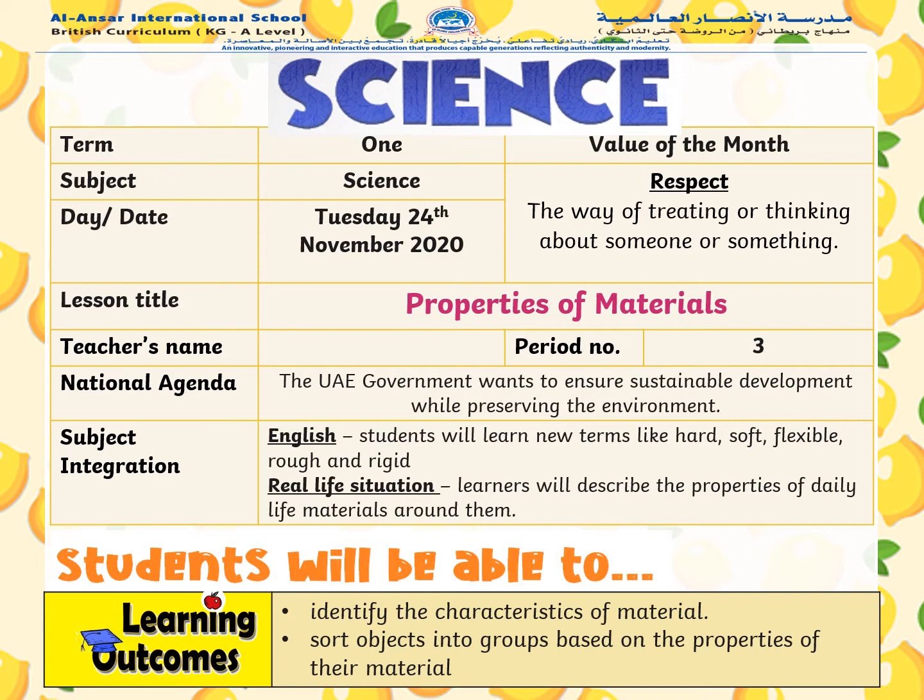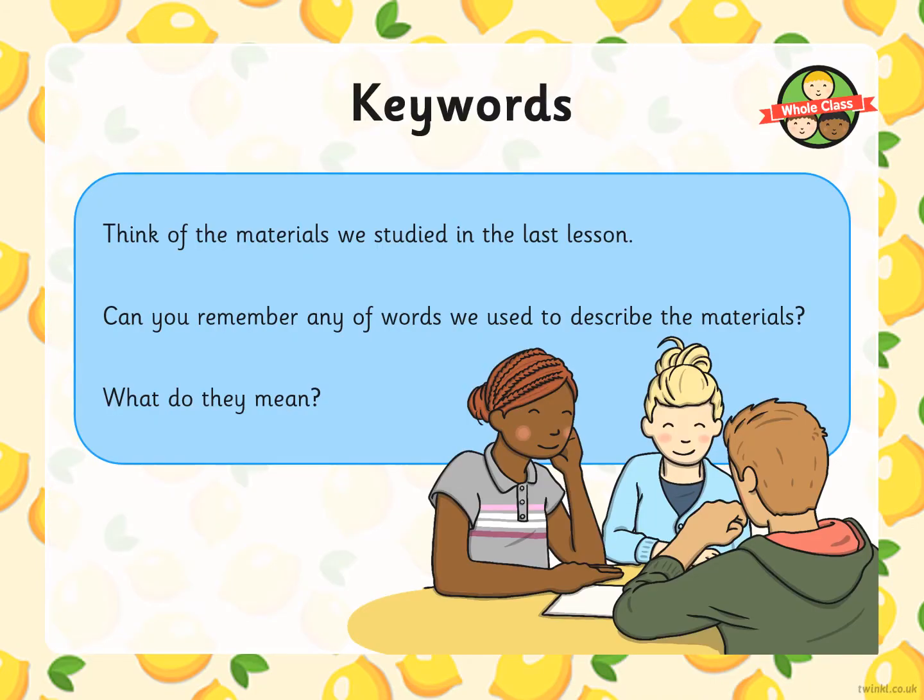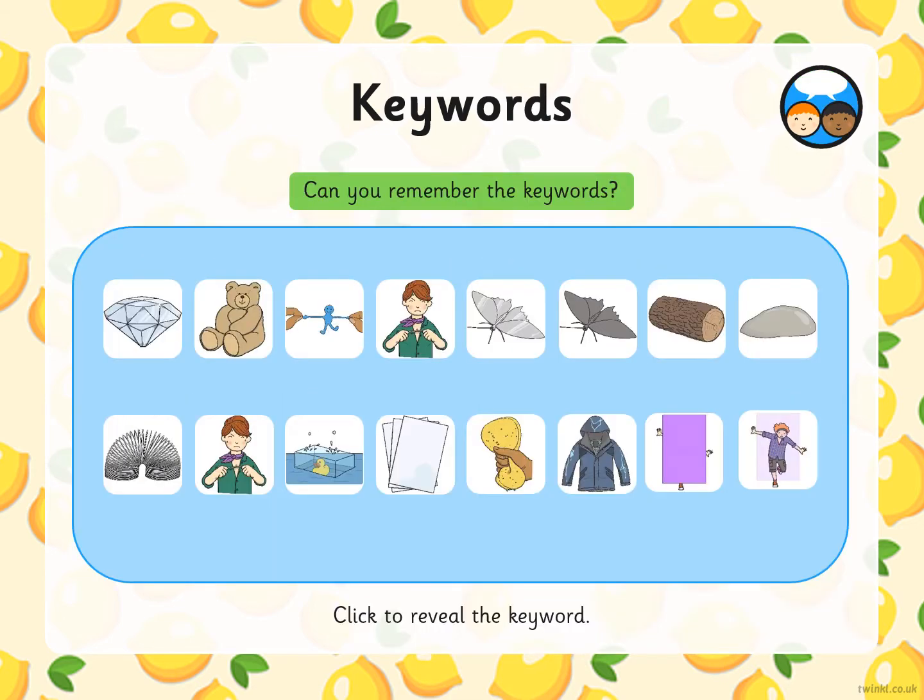In this lesson, you will identify the characteristics of materials and sort objects into groups based on the properties of their materials. Let's think of materials we have studied in the last lesson. Can you remember any of the words we used to describe those materials? What do they mean? You can discuss with each other or with a partner at home. Let's have a look. What do you remember?